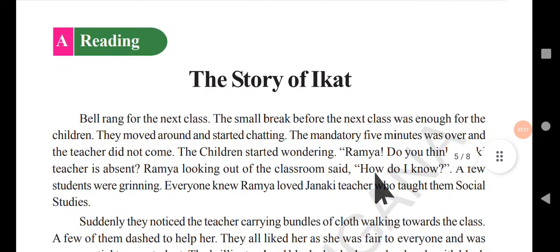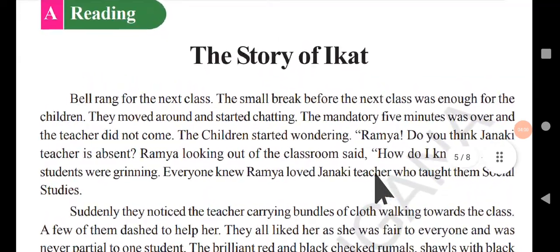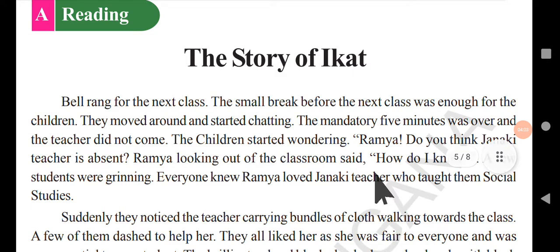And the next one here is the reading, that is the story of Ikat. Okay, so what is this story about? So here in this story you are going to see a classroom setting where the teacher comes to the class and explains to the students about many fabrics, the colorful and different fabrics, and gives information about those fabrics, like where they are from, from which places they have been brought, and what is their importance, what is their significance. Okay, so here we are going to see the classroom situation, but you have to focus not on the classroom situation but on the information that the teacher is giving to the students.